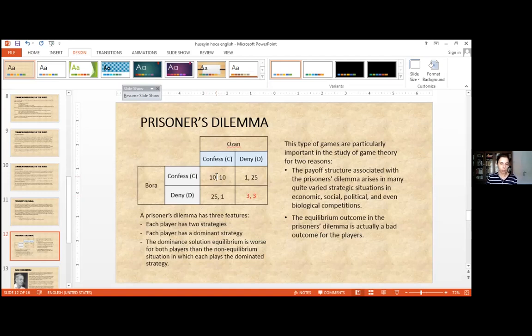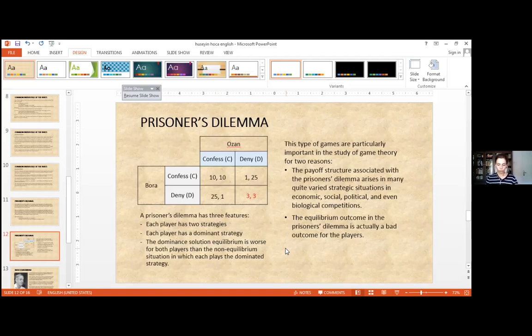Prisoner's Dilemma has 3 features. Each player has 2 strategies, and this is a type of game that is very important in game theory, and it happens in life, as we saw in the first game and in the grading game. Each player has a dominant strategy, and the dominant strategy equilibrium is worse for both players than a non-equilibrium situation, in which each plays the dominated strategy.